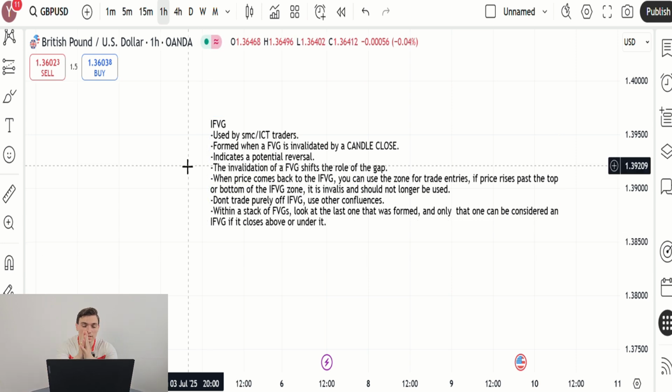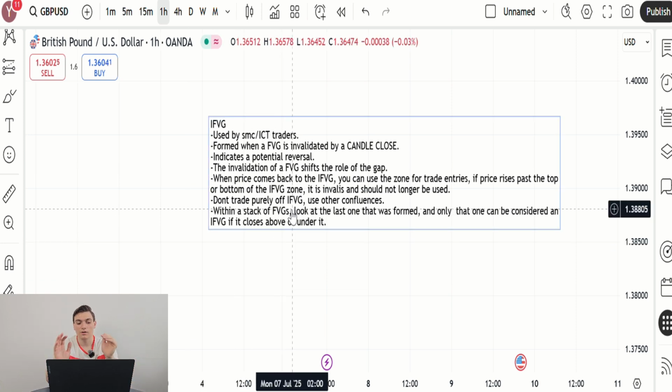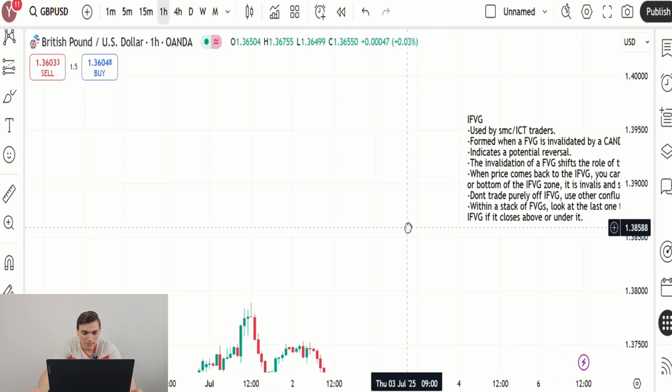The last thing, and this is very, very important, so listen carefully: within a stack of fair value gaps, we look at the last one that was formed, okay? And only if that one gets invalidated, it is an inverse fair value gap. So let me draw this.